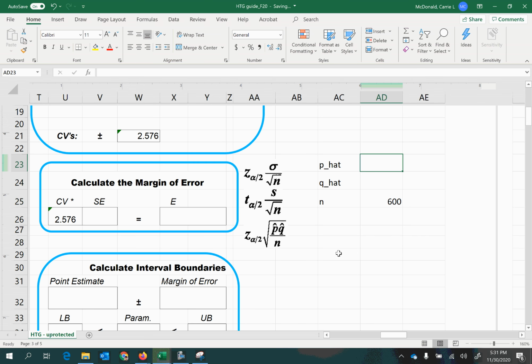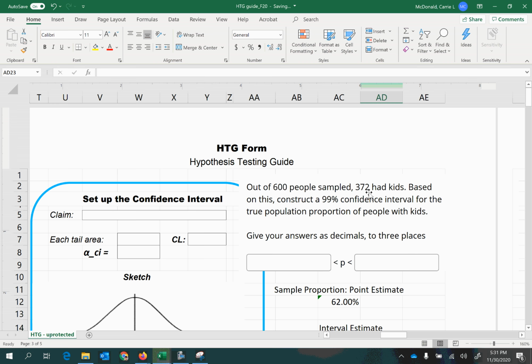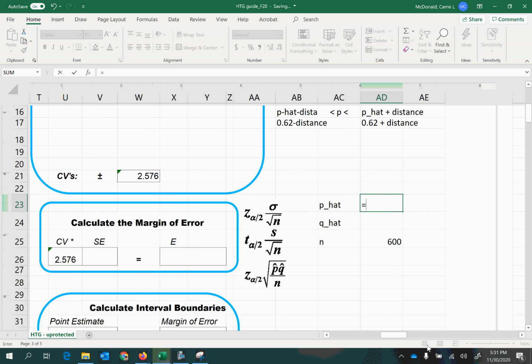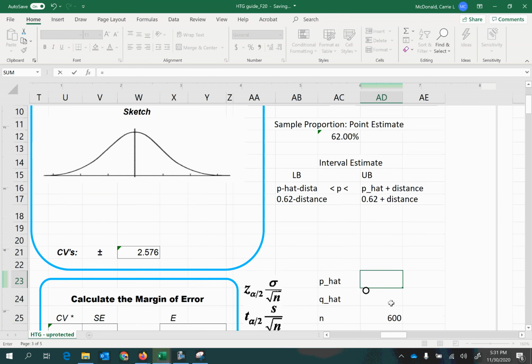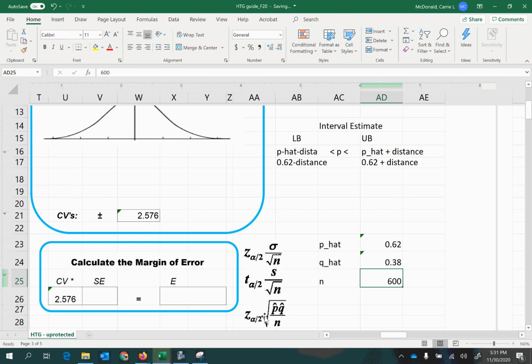P hat is the proportion of successes. Now notice that they counted 372 people having kids out of the 600. So the proportion is 372 out of 600. Okay, that's where we got our 0.62. Now Q hat represents the proportion who don't have kids, or the not successes that we count. So 1 minus 0.62.